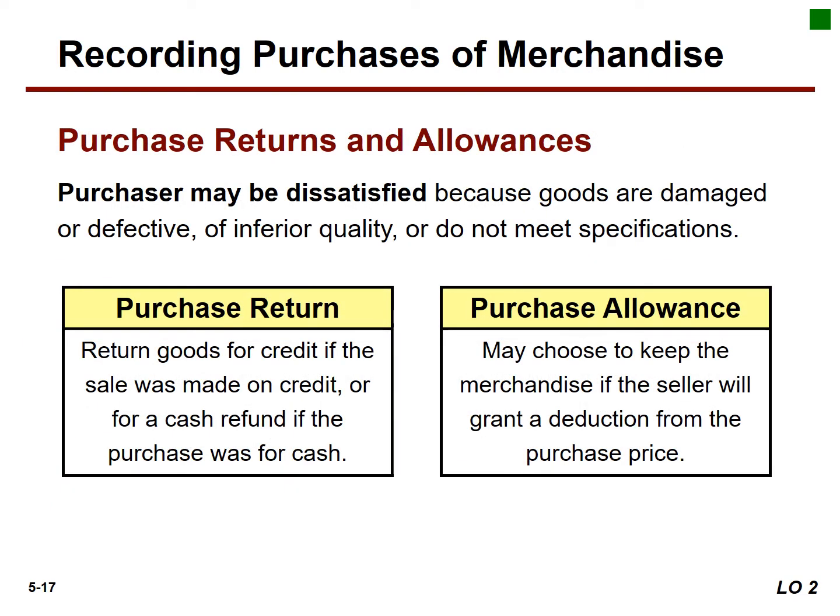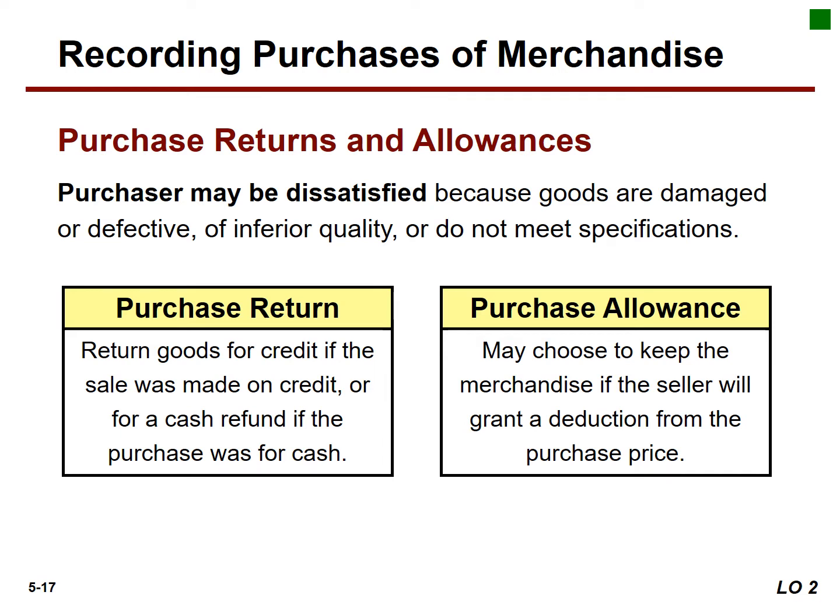Now, let's look at purchase returns and allowances. A purchase return occurs when goods are sent back to the seller, either because it's the wrong type, it does not meet the specifications of the order, there's some problem with it, or perhaps we never even ordered it. A purchase allowance is a reduction in price given to the buyer, but the buyer keeps the goods.